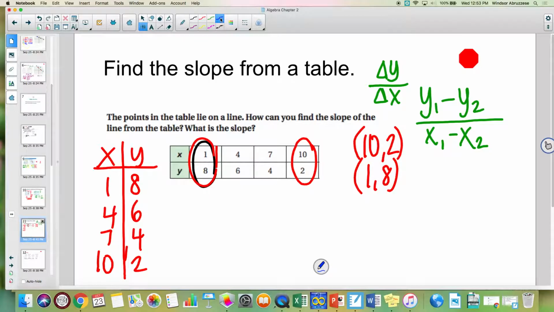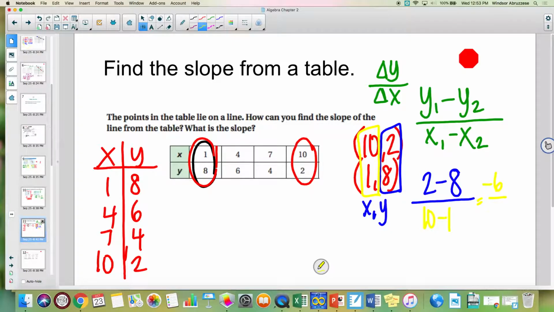So I like to stack the coordinates on top of each other and circle the y's, because those are going to go first. So I'm going to subtract 2 minus 8 over, now you're going to subtract your x's, 10 minus 1. Now simplify. 2 minus 8 is negative 6. 10 minus 1 is 9. So our slope is negative 6 ninths. But we know better, and we are also going to create an equivalent fraction, or a simplified slope. I'm going to divide both of these by 3, and my slope is actually negative 2 thirds.